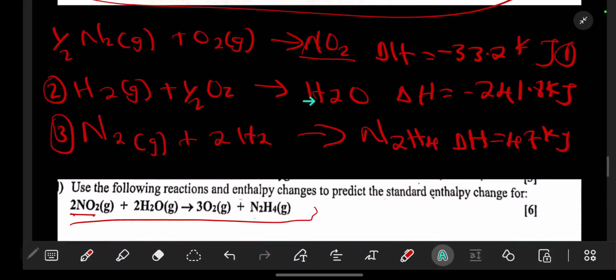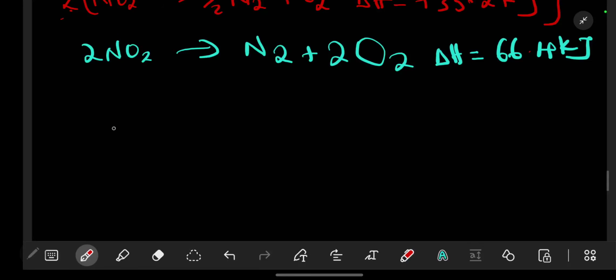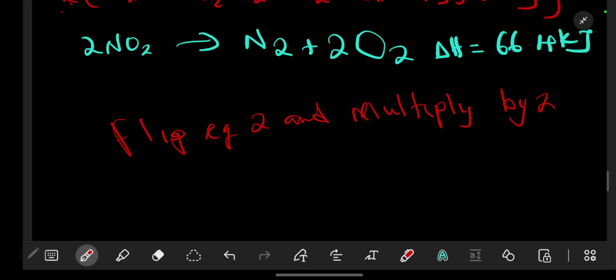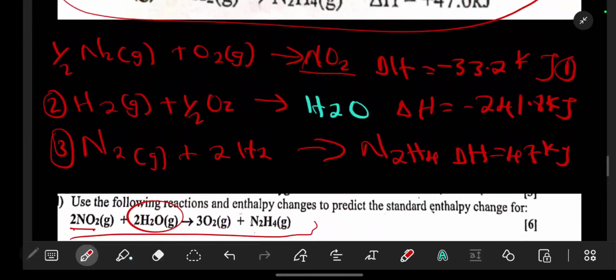So this one has got water. Do we have water here? So yes, we have water. And water, according to this, it should have a 2 in front and it should be on the other side. As you can see, it has a 2 and on the other side. So we are going to say flip equation 2 and multiply by 2.